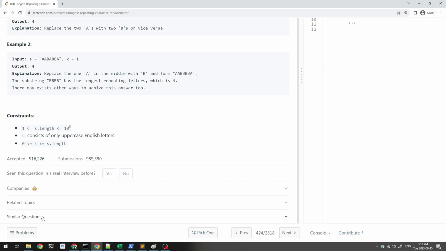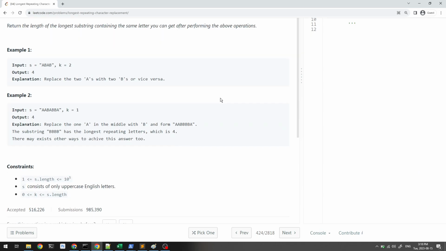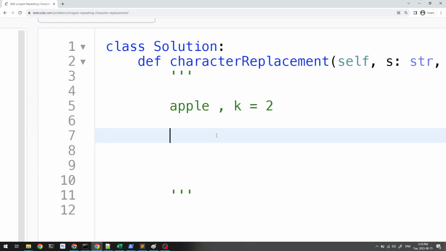So if we take a look at similar questions, you can see here like longest string with most distinct or maximum number of ones. All of this is just sliding window type problems. So why might sliding window be useful here? If you think about this, in sliding window, what do we have?